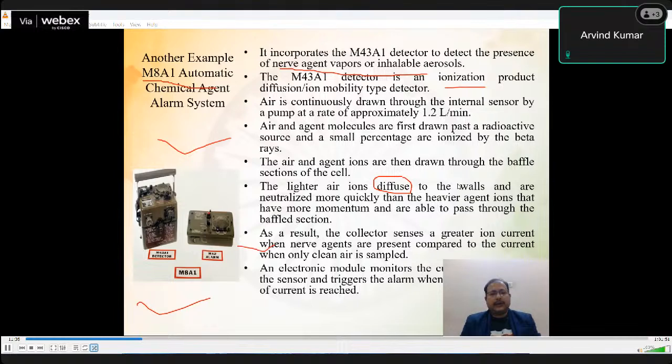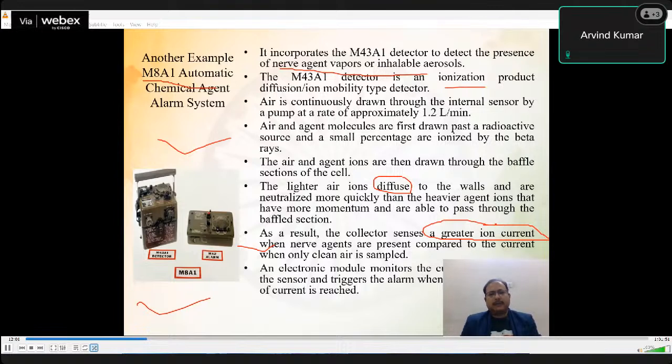So you can see that the collector senses a greater ion current. When a sensor senses greater ion current, then the probability of nerve agent is there. If it is vice versa, then it is not there. Again, an electronic module measures the current produced by the sensor and triggers the alarm when a critical threshold current is reached. So this is the very basic mechanism: diffusion plus a greater ion current.